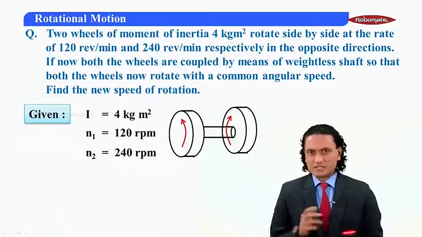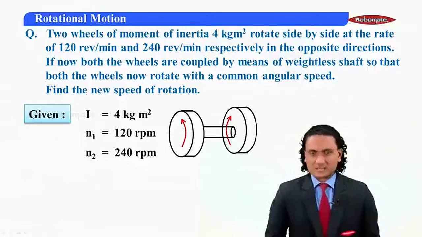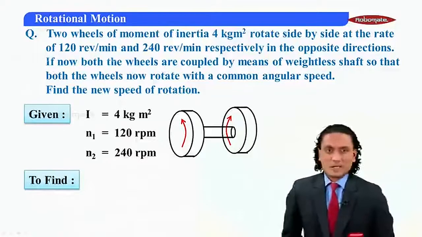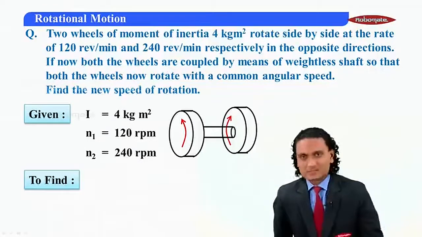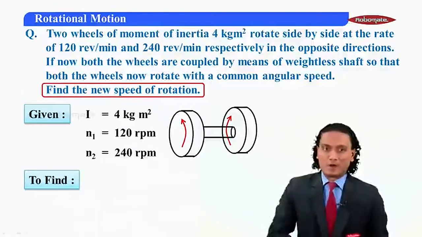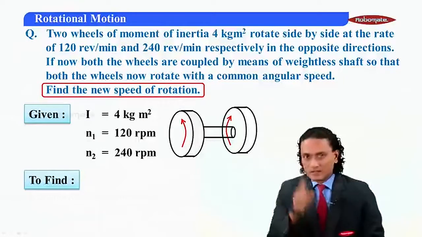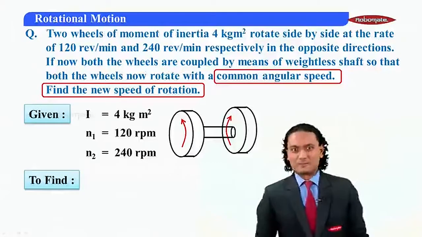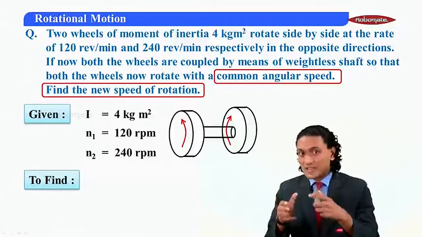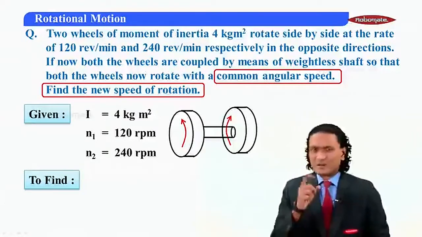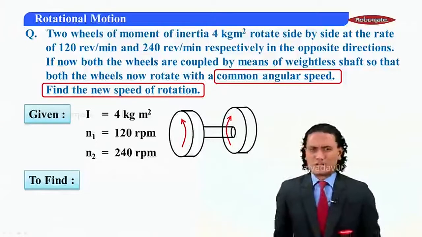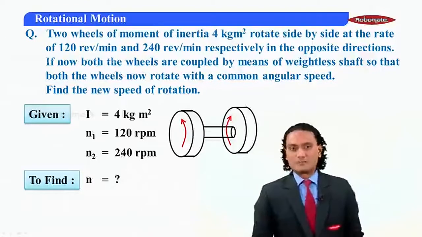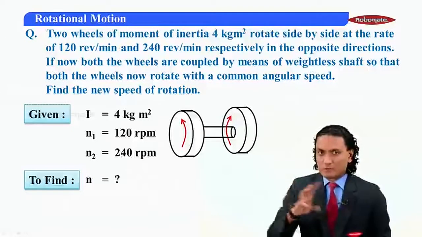Fine students. Next step. Next step is we need to write down which quantity we need to find. So students, what do we need to calculate? We need to find out the new speed of rotation and keep this in your mind. The question only it is given. Both the wheels are rotating with a common angular speed. So now both the wheels are rotating with the same or common angular speed. Now rather than saying find the new speed of rotation, I can say we have to find out the new frequency of rotation. And this frequency of rotation is common for both the wheels.